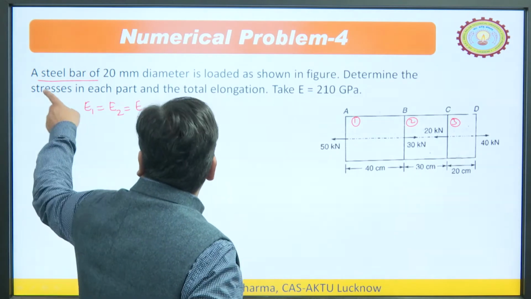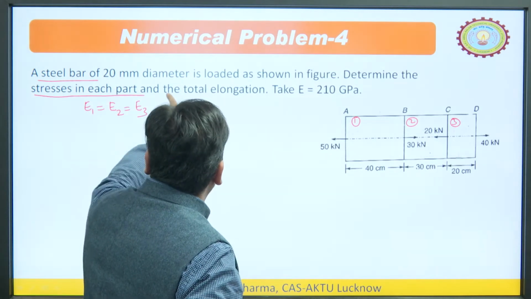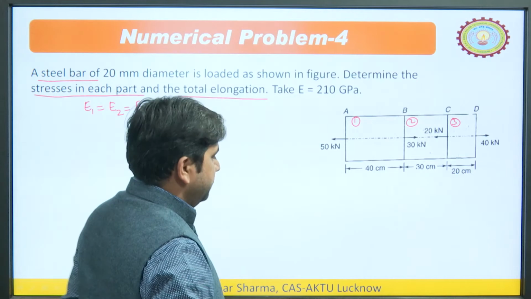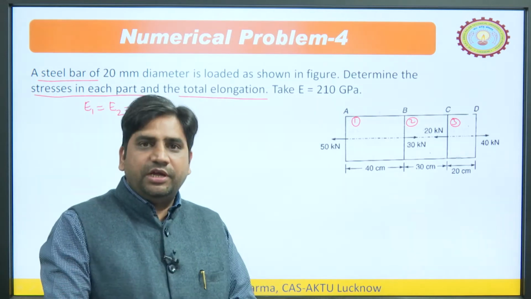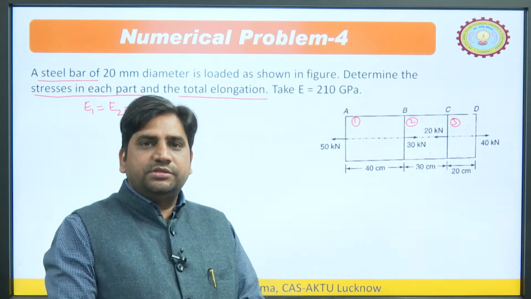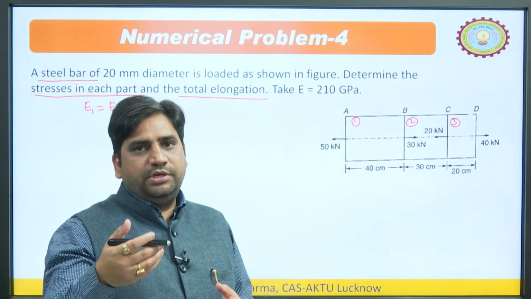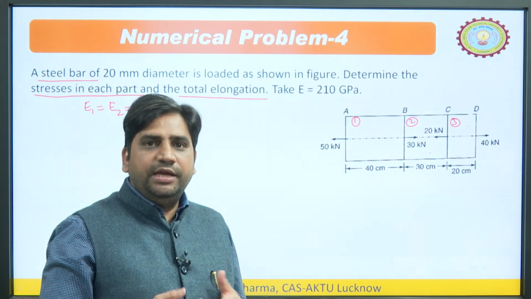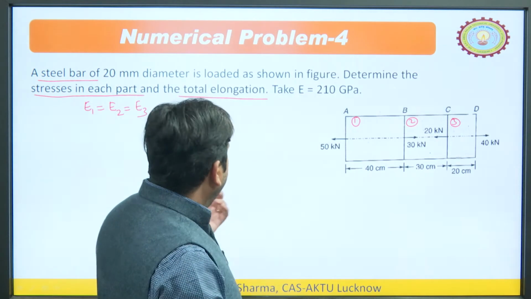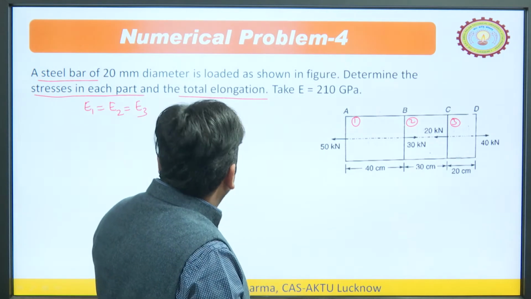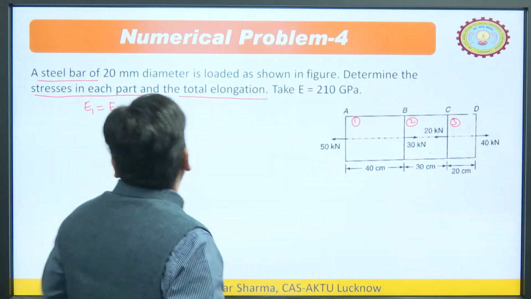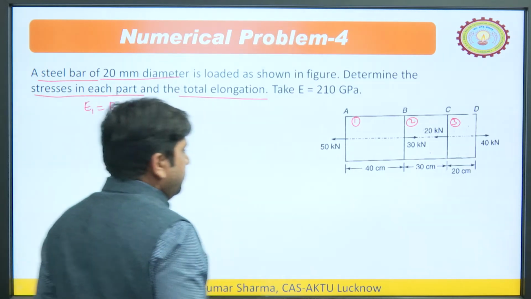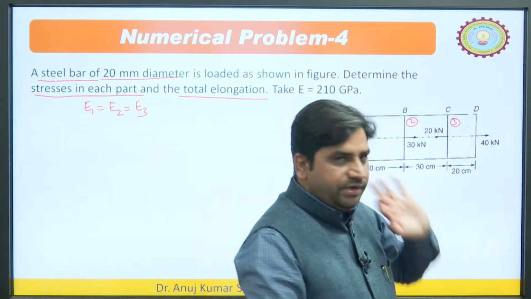Now, determine the stresses in each part and the total elongation. So, stress, how will you calculate the stress? Stress means resisting force divided by the area. So, we have to calculate the resisting force, and for area we have the diameter. So, diameter is given, I suppose 20 mm diameter. So, for all rods the diameter is the same.